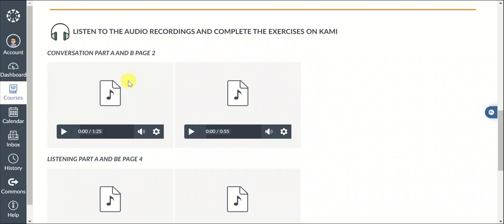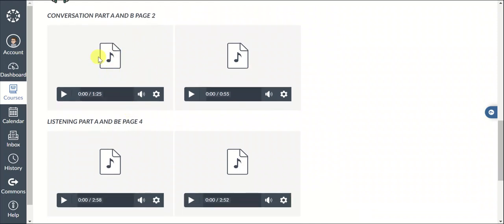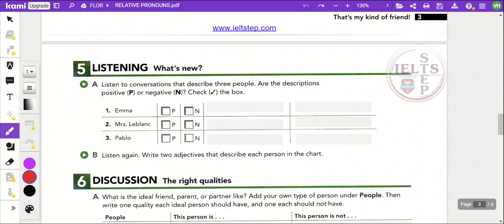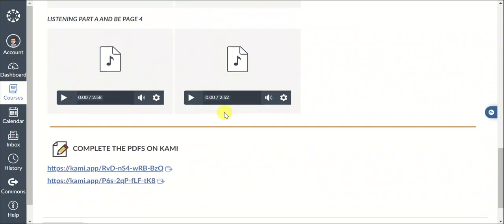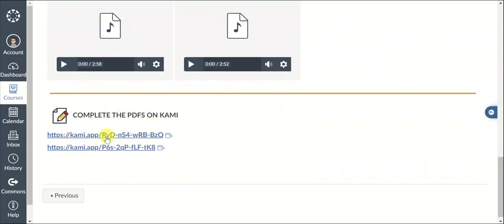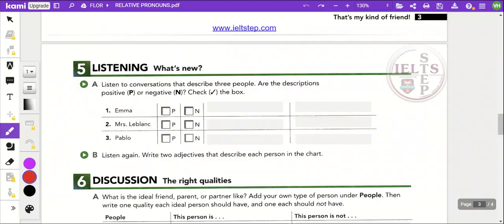Now, today we are going to be using PDFs on Kami, and in order for you to complete the activities, you have to listen to audio recordings. So today in this lesson, you will have to use part A and part B for page 2, the conversation part. Okay, so here you have the 2 audio recordings, and let's go to complete the PDFs on Kami. So let's click on the first link, and this is what you will see.